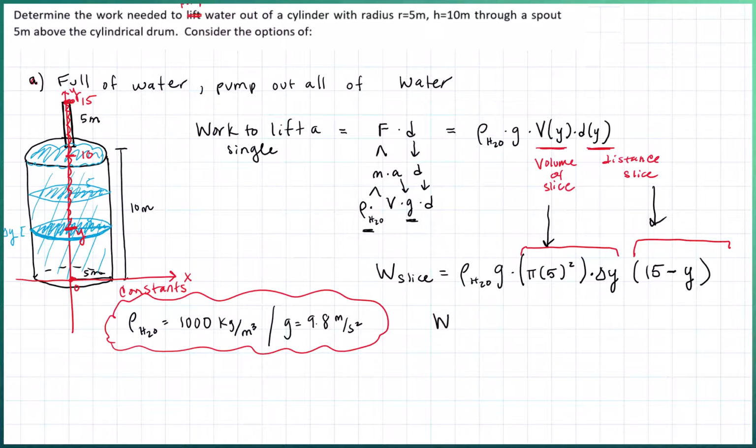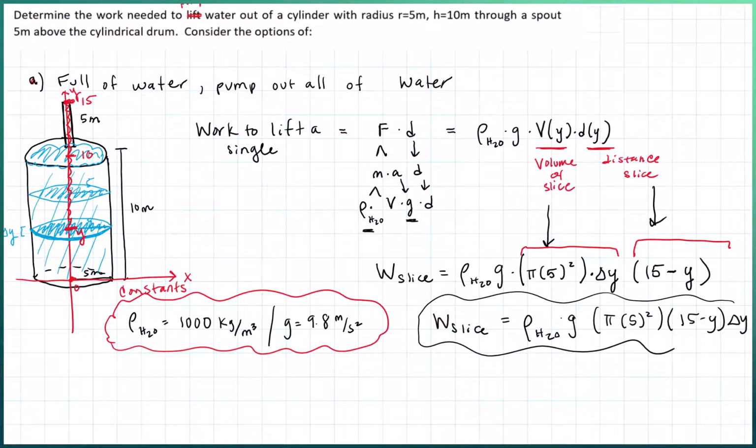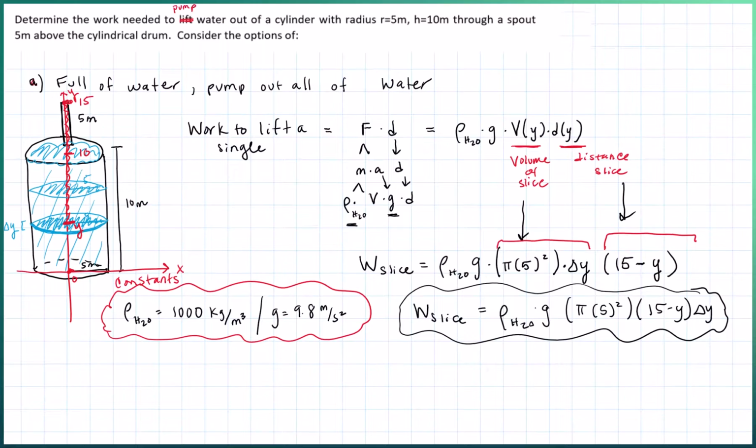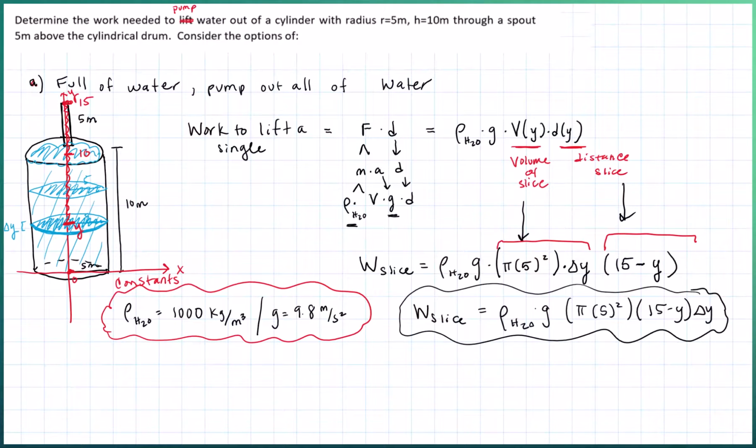So the work for each slice, if we simplify that down a little bit, is going to be those constants, rho of H2O, the density of water, times gravity, times pi, times 5 squared. I'm going to move the delta y to the end: 15 minus y times delta y. Now that is the work for each slice, and I do think that it helps when we're setting up these work problems to write the work in terms of a single slice first, and then we can think about, okay, if this is full of water, that's how much work is needed for each slice.